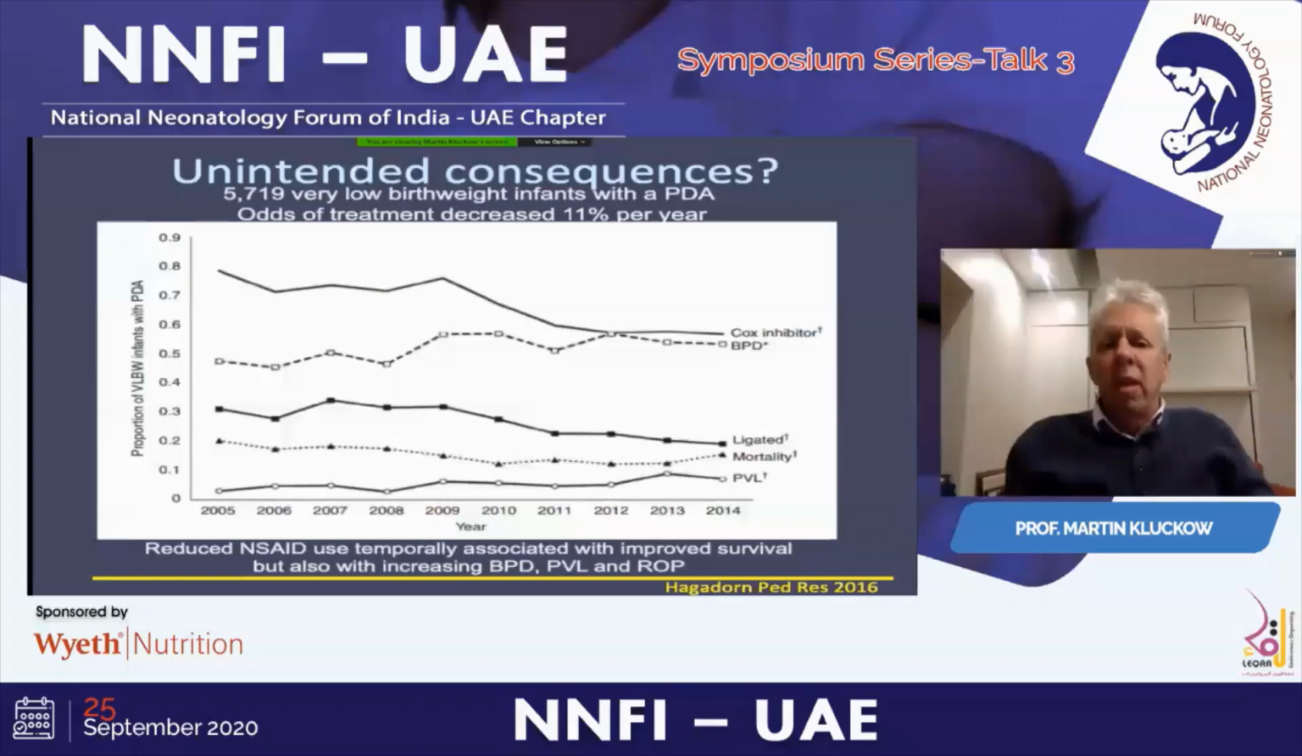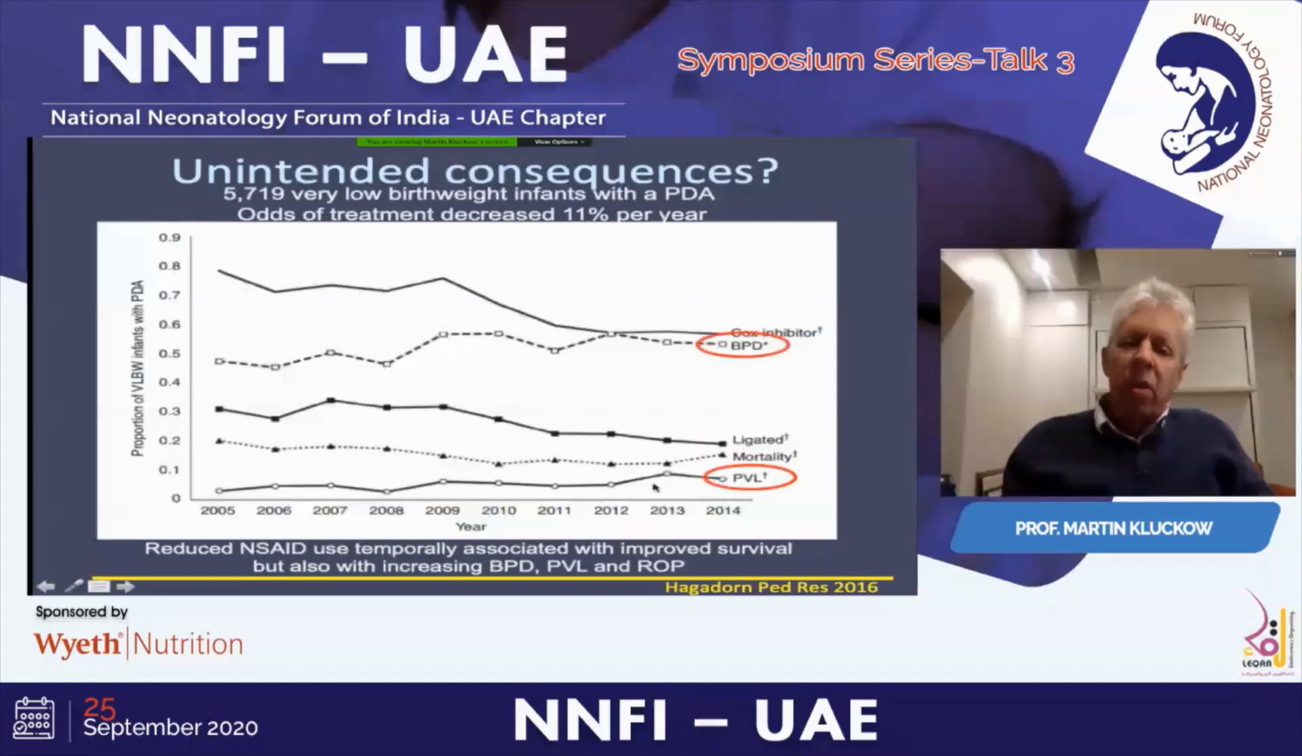And this is some interesting data, again, from an American cohort of almost 6,000 very low birth weight infants with a PDA. And you can see that they were tracing not only the reduction in treatment, so from 2005 to 2014, a reduction in the non-steroidal or COX inhibitor treatment, but at the same time, a rise in other things. So BPD gradually crept up, mortality came down, then started to creep up a little bit as the treatment rates for PDA decreased. So the question is, are there some unanticipated consequences of our withdrawal, our decrease in treatment rates, both medically and surgically?